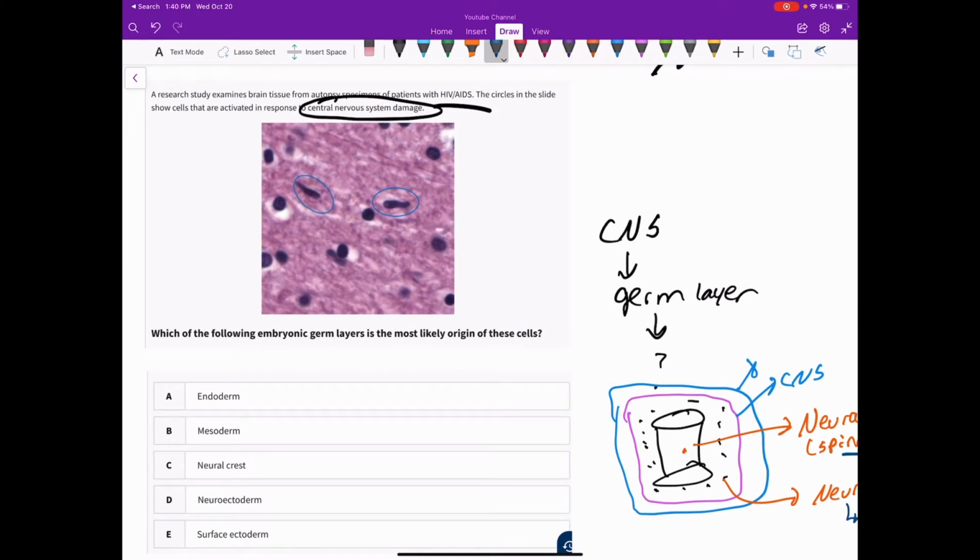Which of these germ layers is most likely the origin of these cells? Endoderm? No. Mesoderm? Maybe. Neural crest? Well, you know it's not neural crest because we're talking about central nervous system, so that's wrong. Neuroectoderm? Maybe. Surface ectoderm? Definitely not. Okay, so now we have to decide between neuroectoderm and mesoderm.